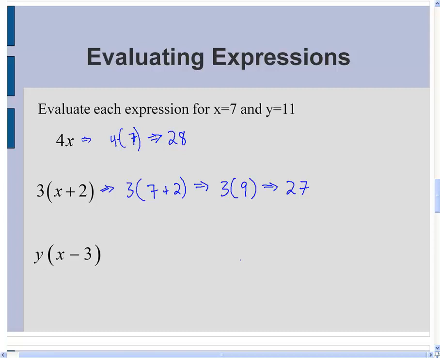Why don't you try this last one on your own? y by x minus 3 would give 11 by 7 minus 3, which would yield 11 by 4, which is 44.